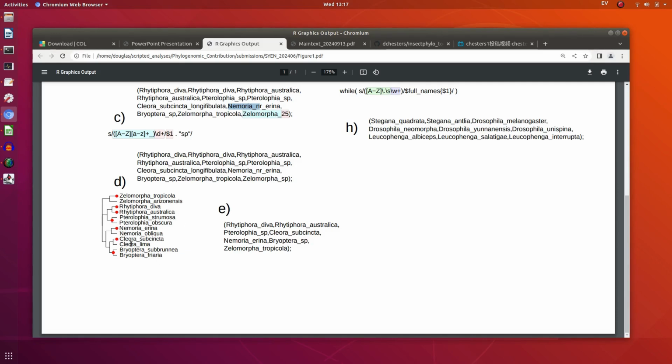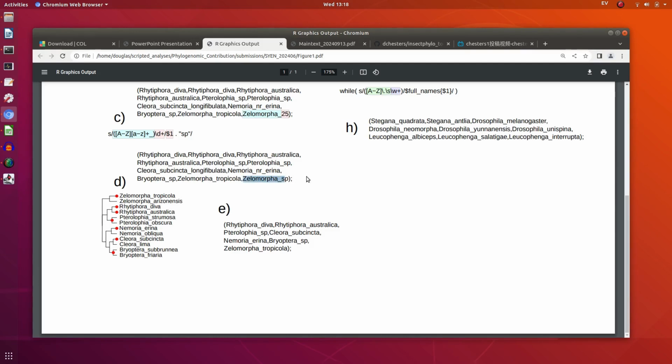And we have Cleora subcincta, obviously goes here, and Bryoptera SP. We don't know what species it is, so it goes at the genus node. And also this is important here, so Celomorpha tropica, which is here, fine, but we also have something from the same genus without a species assigned.